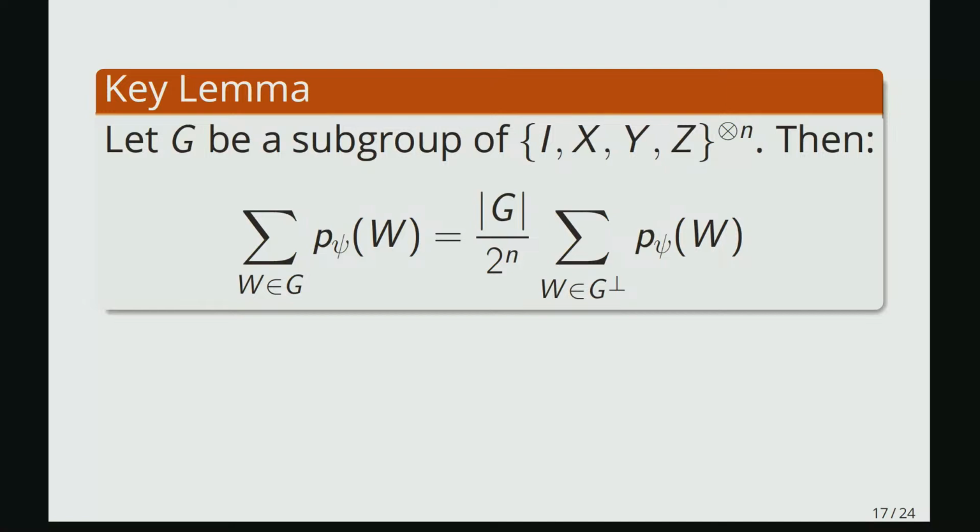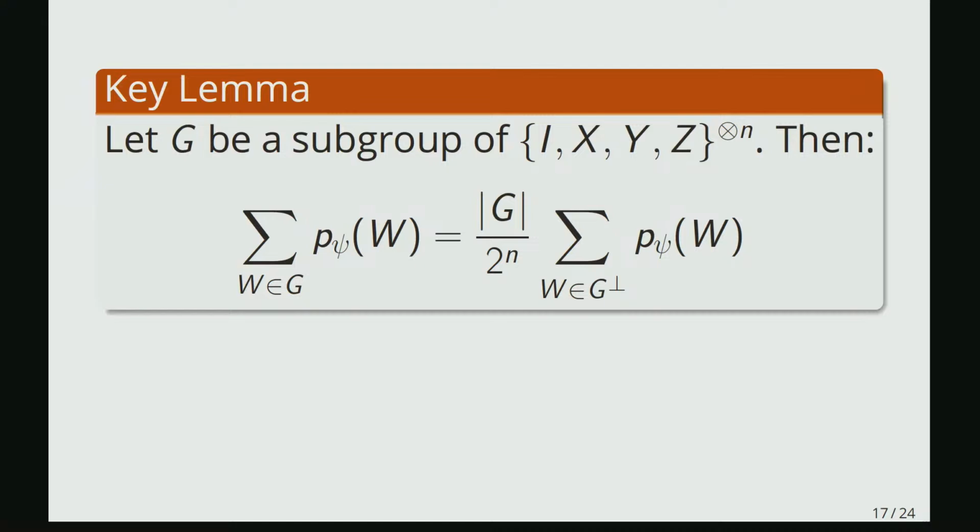And in other words, it's saying that for any subgroup, there's some dual subgroup where the mass that p psi places on G is exactly proportional to the mass it places on that dual subgroup. So in particular, if G and G perp both have order 2 to the n, then it's an exact equality. Yes.